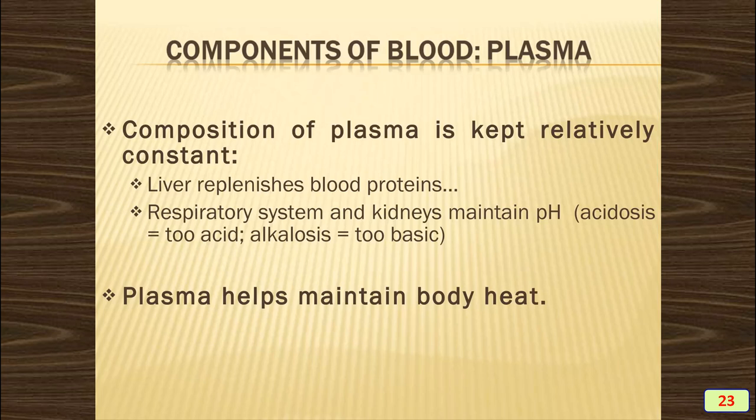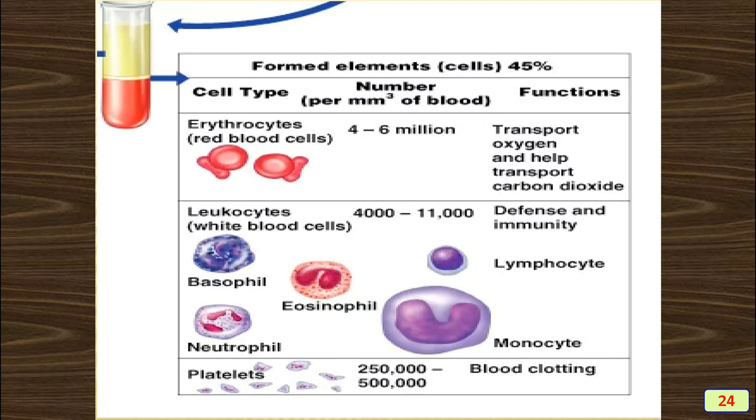So the blood plasma components are kept relatively constant. The respiratory system and the kidneys maintain the pH, especially in acidosis. Whenever it is too acidic, alkalosis is caused by secretion of bicarbonate ions in the normal situation. So the blood temperature will be maintained by plasma.